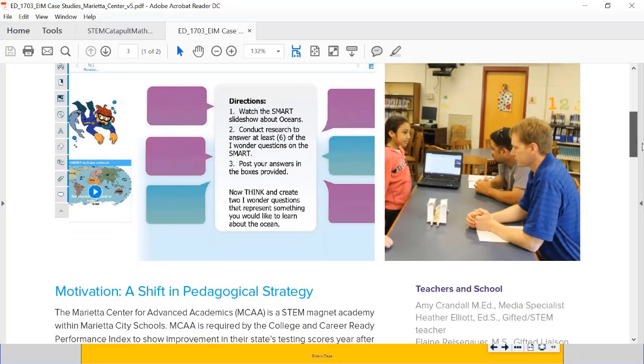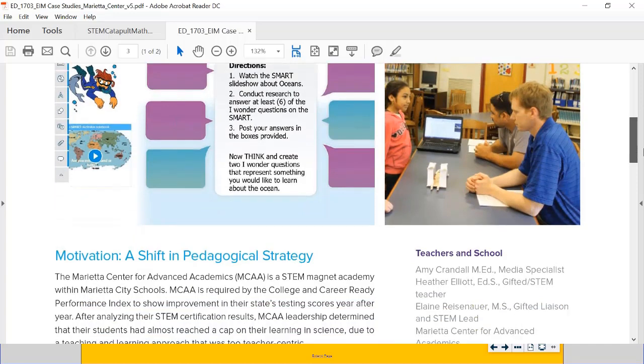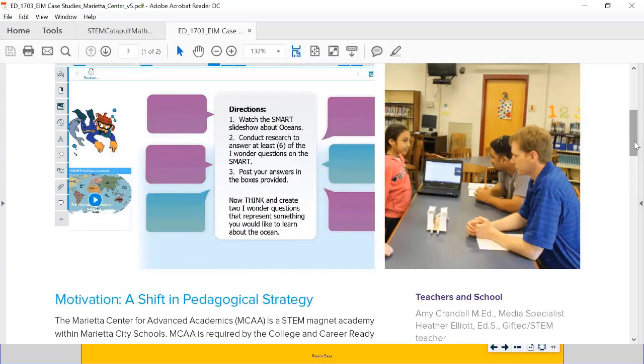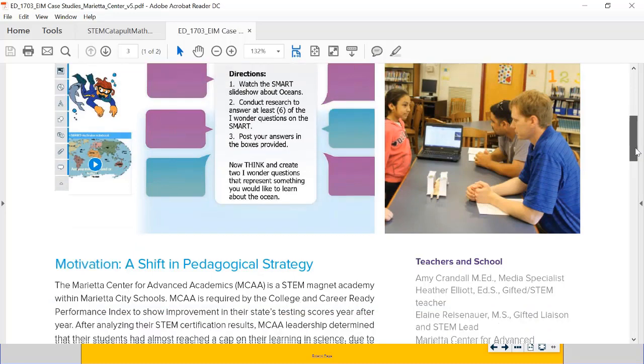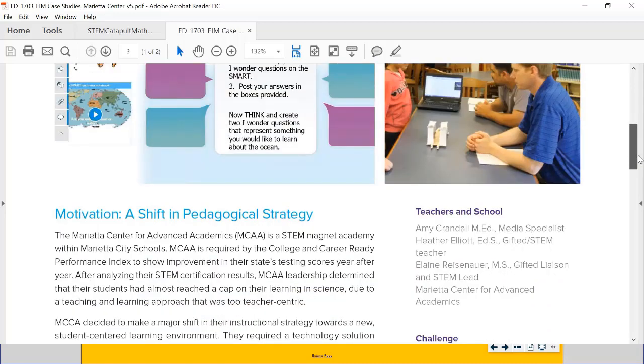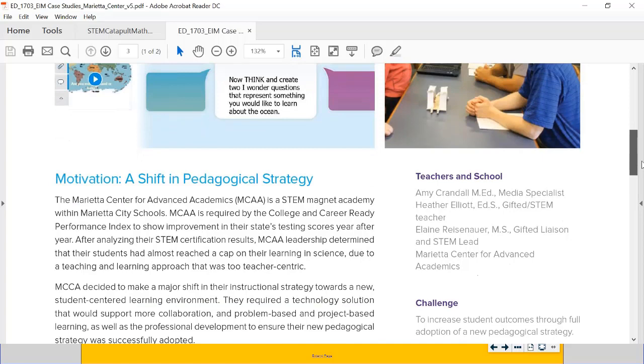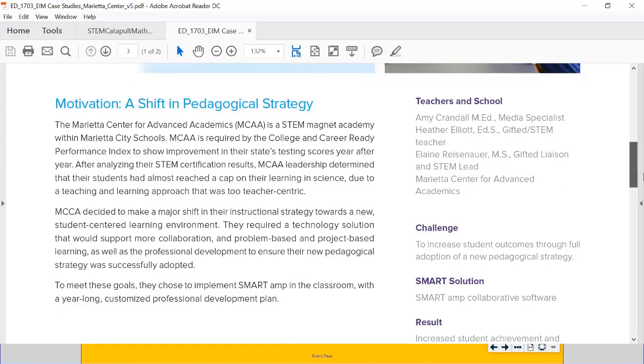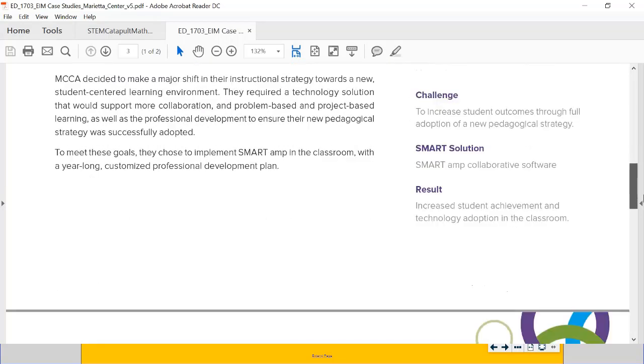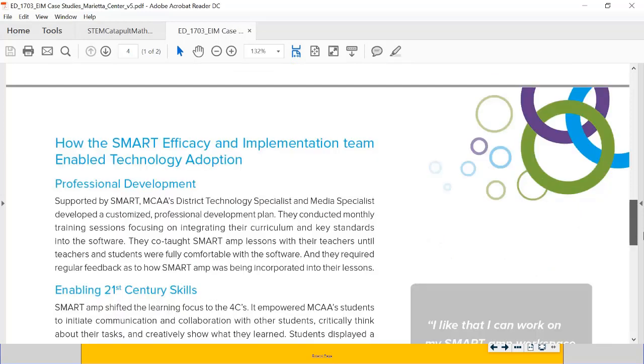You see the SMART Amp workspace right there. They watched the SMART slideshow about oceans on their workspace, and then they conducted research through the links on SMART Amp. And then they had to come up with their own I wonder questions, and then they had to post them, and then they had conversations with each other about their wonder questions.